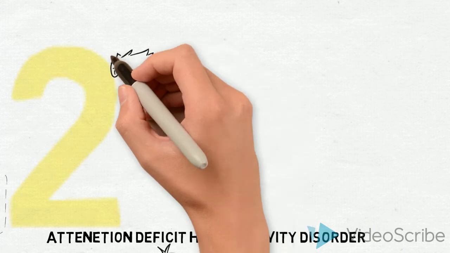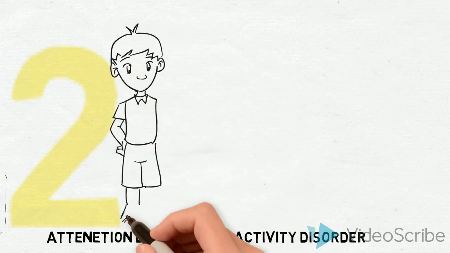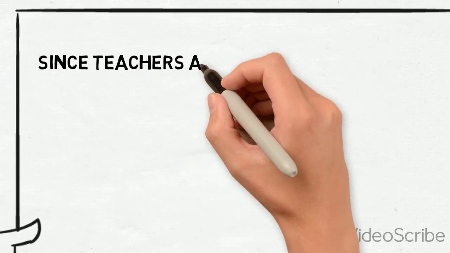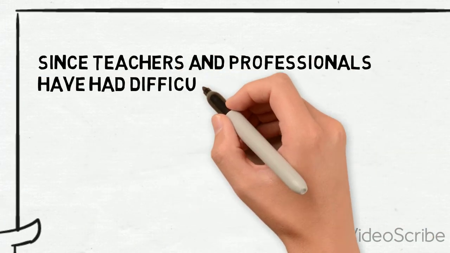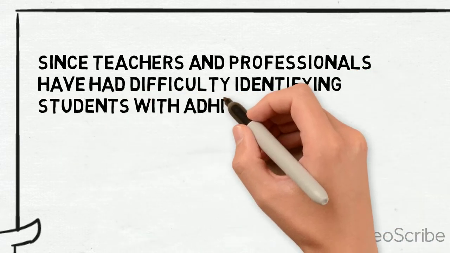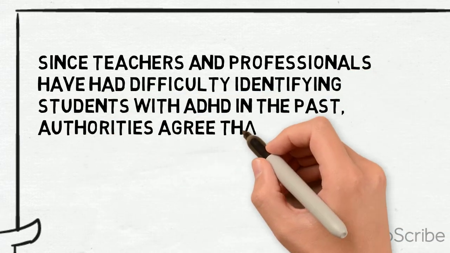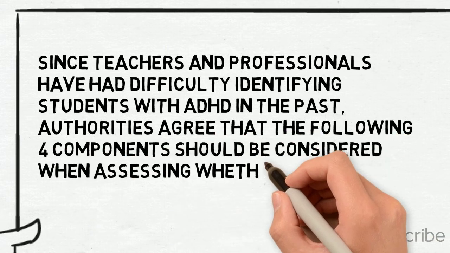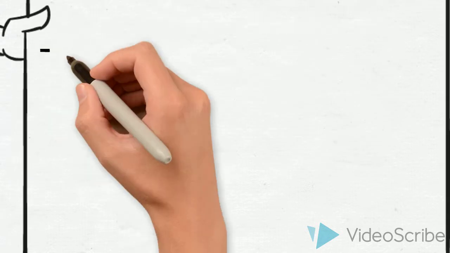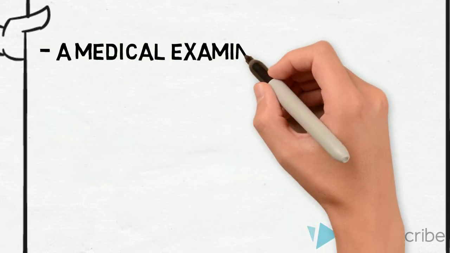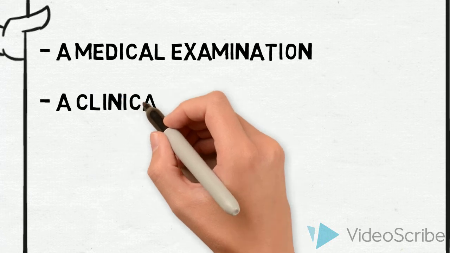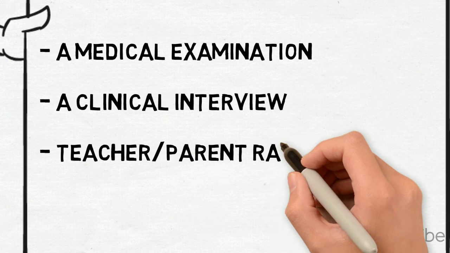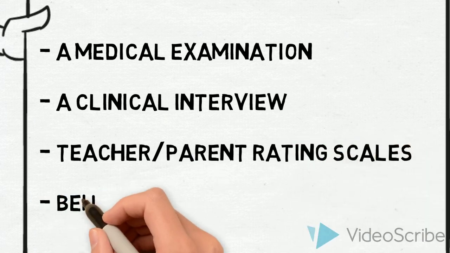How do we identify students who possibly have ADHD? Since teachers and professionals have had difficulty identifying students with ADHD in the past, authorities agree that the following four components should be considered when assessing whether a student has ADHD. These are a medical examination, a clinical interview, teacher-parent rating scales, and behavioral observations.